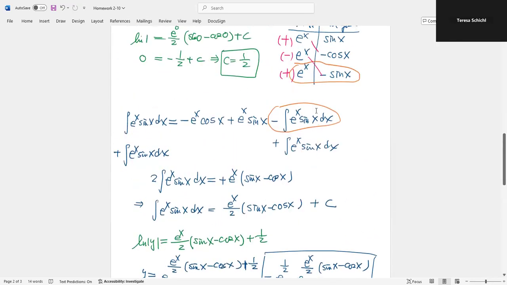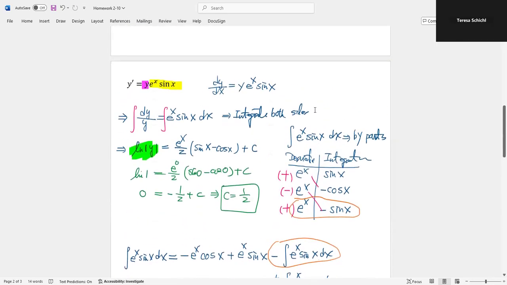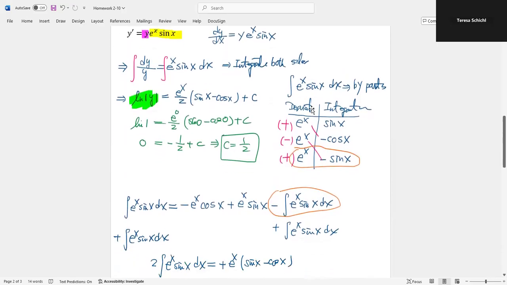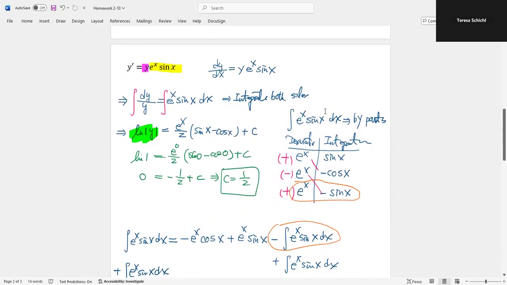So this problem is a pretty easy problem by separation of variables. But I guess the thing that might get you is if you don't remember integration by parts, then it might make you struggle a little bit. So you might want to review this integration by parts here. But especially the tabular method, to me, I think it's a pretty easy method to use.